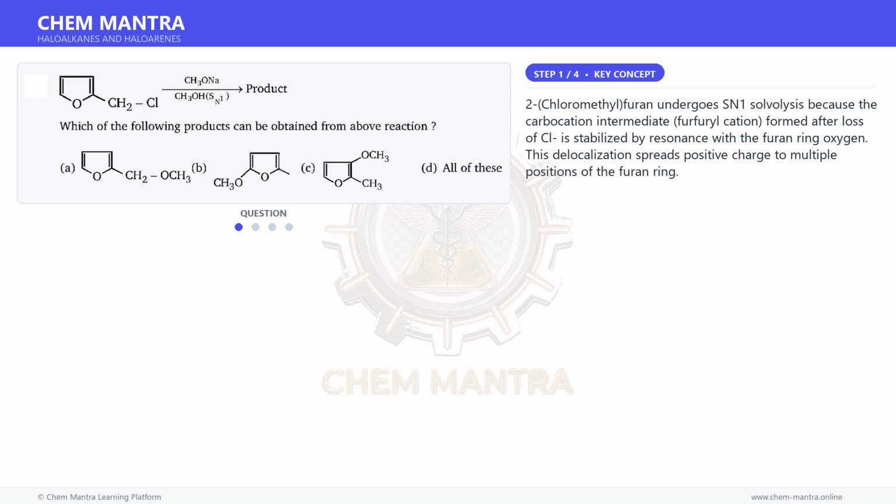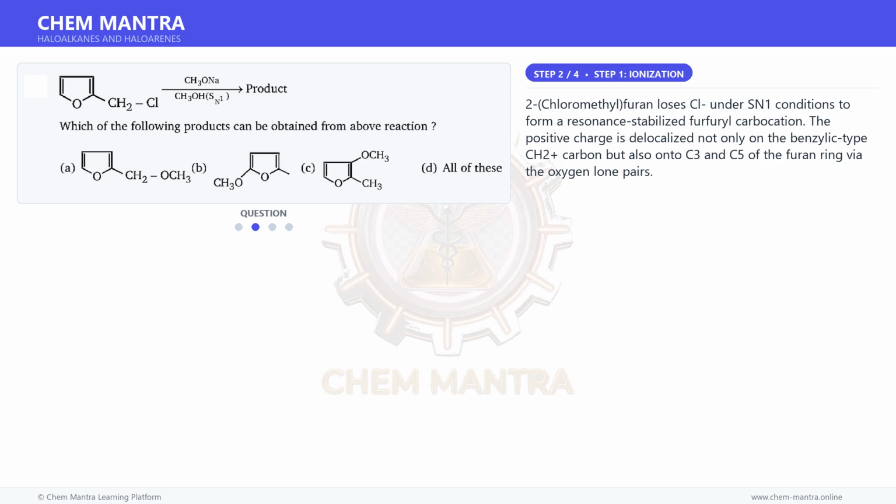2-chloromethyl furan undergoes SN1 solvolysis because the carbocation intermediate, the furfuryl cation, formed after loss of Cl, is stabilized by resonance with the furan ring oxygen. This delocalization spreads positive charge to multiple positions of the furan ring.